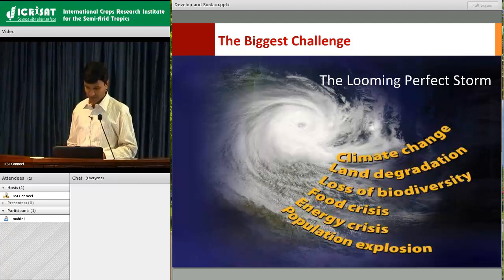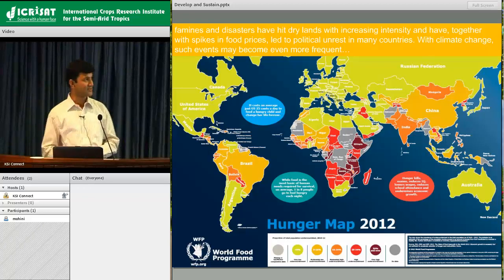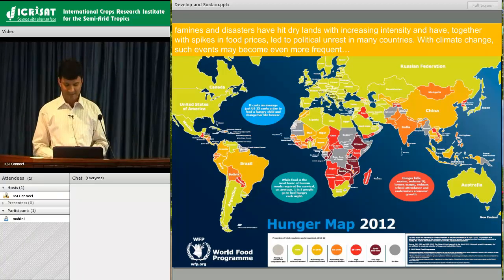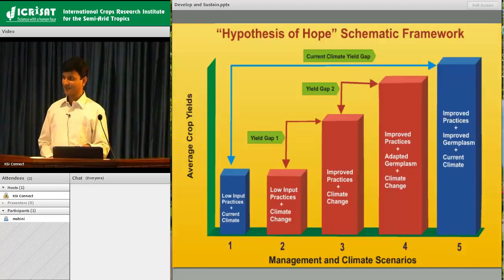And before that, let's look at this hunger map. You can see where the alarming ones are and how we need to fill this gap. And you can read many more details. I'm not going to touch on this. It is from the World Food Program. And at the same time, we can look at that.